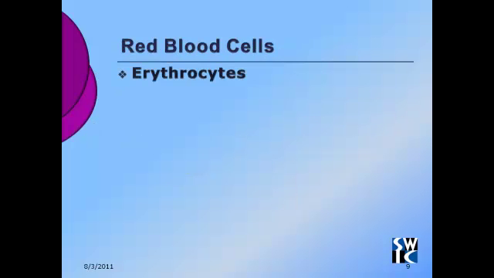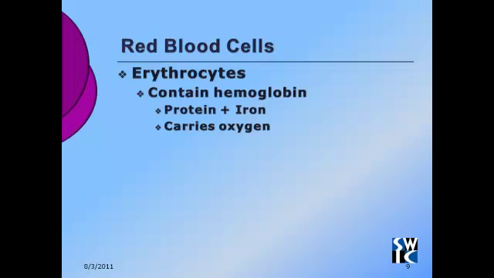Red cells, also known as erythrocytes, contain the oxygen-carrying component hemoglobin. Hemoglobin is basically a large protein molecule with an iron suspended in the middle of it. Four of these hook together and are therefore able to carry 4 oxygen per molecule of hemoglobin.